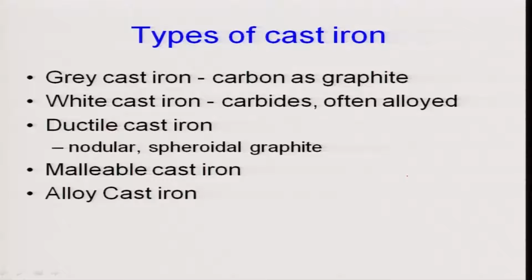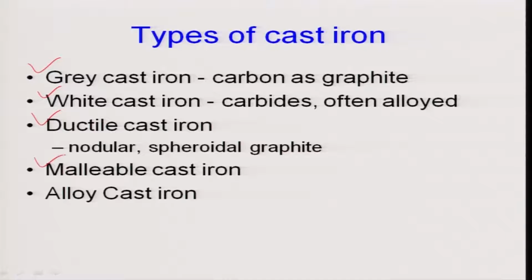Now, let us discuss the different cast irons. As you know, I have described 5 types here. The first one I have discussed is grey iron, or grey cast iron, where carbon is present as graphite flakes. Then you have white cast iron, where carbon is present in carbides; they are often alloyed. The second one is white iron. Why it is called white we will clear up when I discuss white iron. The third one is ductile iron, in which you again have graphite as a second phase, not carbide, and graphite in the shape of nodules or spheroids.